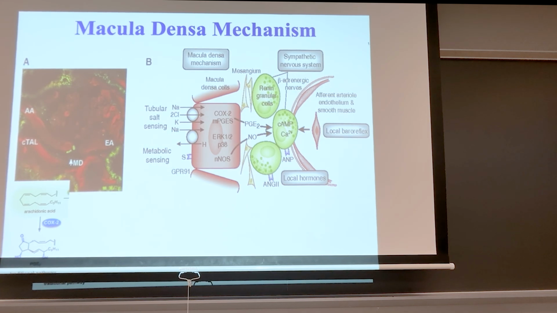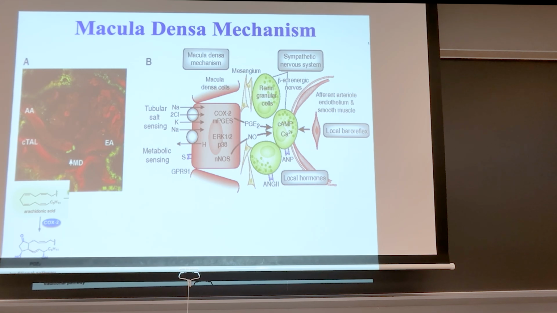Basically, the macula densa has the ability to sense what's going on in the tubular filtrate, and it's all about speed of flow rate in the nephron. So you can imagine glomerular filtration rate drives that speed, right? The more filtration you have, the faster the flow. The less filtration you have, the slower the flow, right? And you can sense that through the solutes that are found within the tubular filtrate.